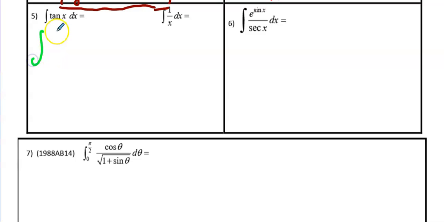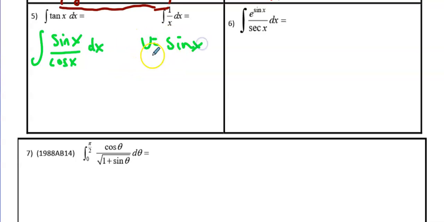So what we're going to do here is rewrite this as sine of x over cosine of x dx. Now, this one's really important to understand. If I make u sine of x, my derivative is going to be cosine of x. This is not the right thing to do, but let's talk about it for a second. If I make u sine of x, I make du equal to cosine of x dx.